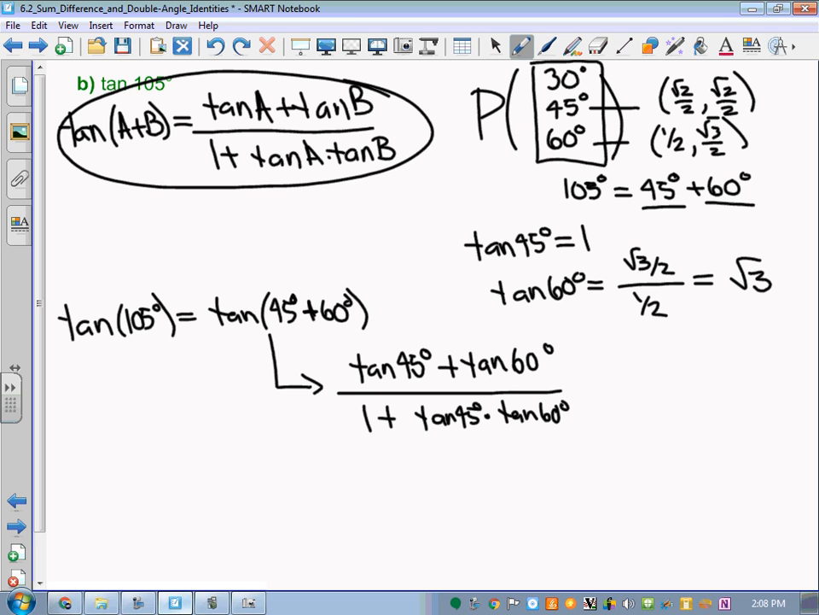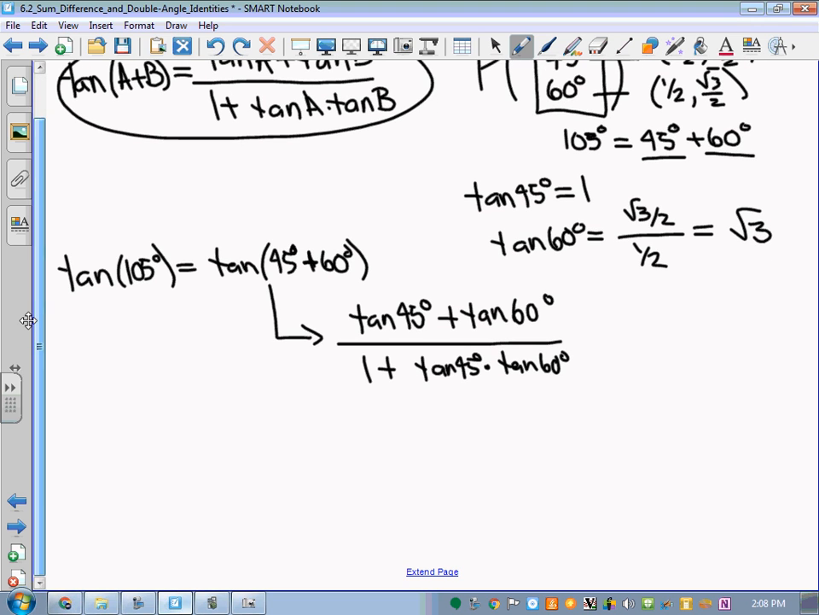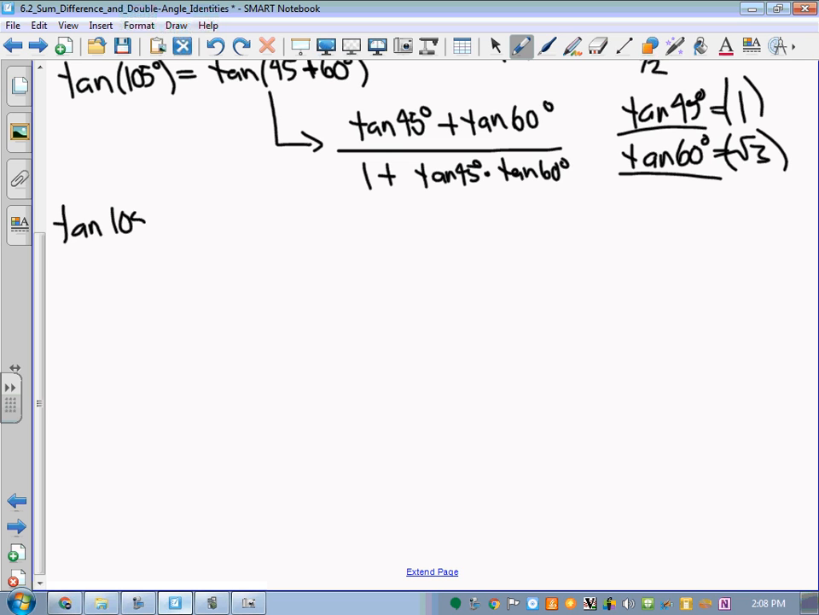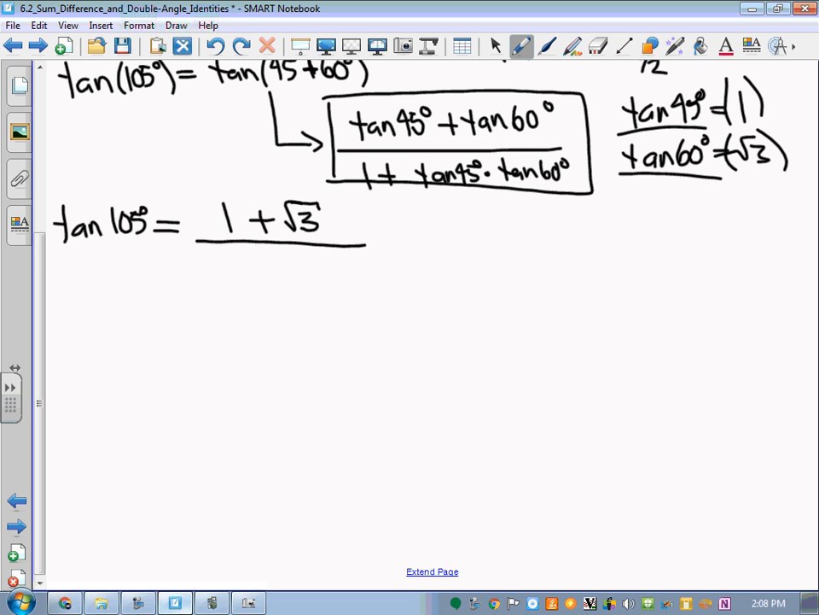But like most things in math, take it piece by piece, right? The first thing we're going to do is we know, and we kind of lost them here, sorry, I'll write them again, that the tan of 45 degrees is 1, and the tan of 60 degrees is root 3, which means anywhere I see tan 60 or tan 45, I can replace it with what they are equal to. So we are going to have that the tan of 105 is equal to, and now I'm going to plug those values into my expression. So that's going to be 1 plus root 3 in the numerator. In the denominator, I'm going to have 1 plus 1 times root 3.